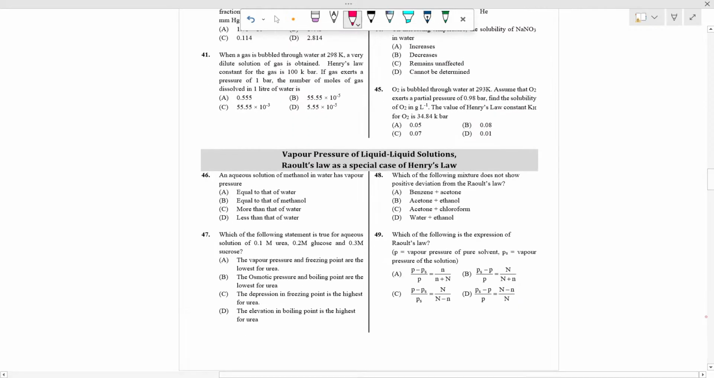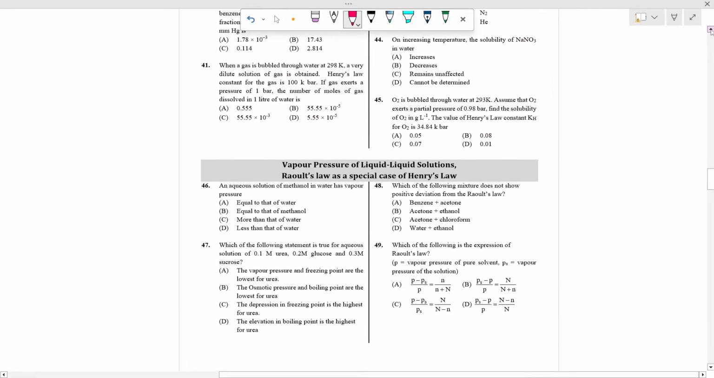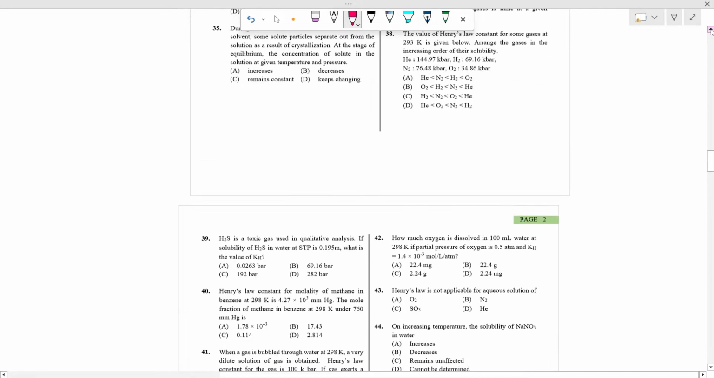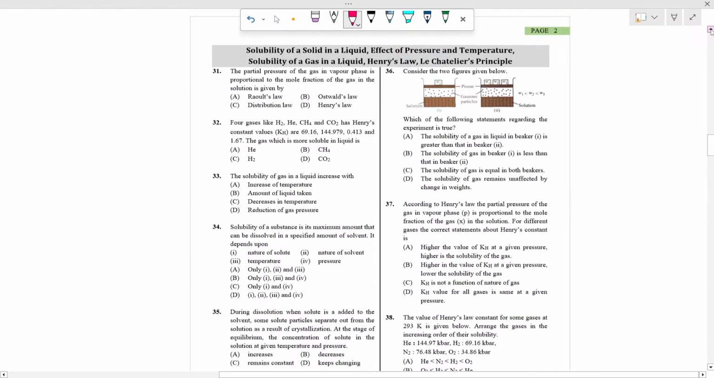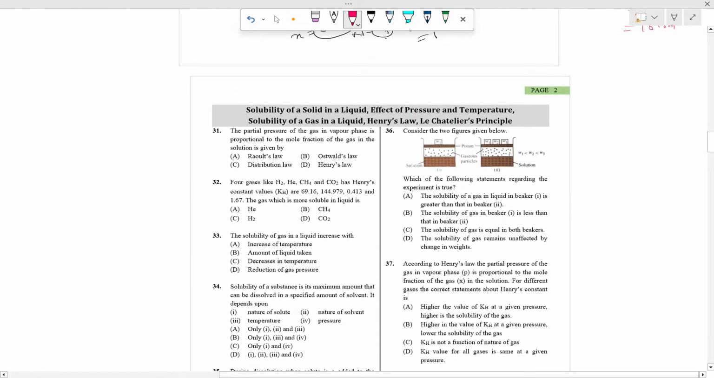Question number 31. The partial pressure of the gas in vapor phase is proportional to the mole fraction of the gas in the solution, given by. So when we apply pressure on the solution, solubility of the gas will increase. This is explained by Henry's law. So it is a very clear, direct statement. Question number 32, you see carefully.